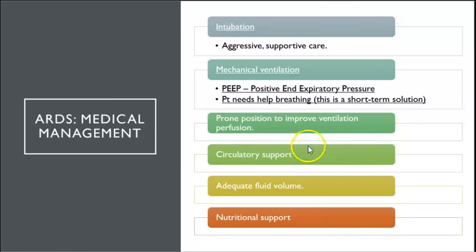We can prone our patient to improve perfusion and ventilation, circulatory support, adequate fluid volume, and then nutritional support. Making sure, well, we know that we can't feed them by mouth if they've got a ventilator on. So what are we going to do? Probably some TPN. And who's going to help you with that? Your pharmacist and your dietitian.